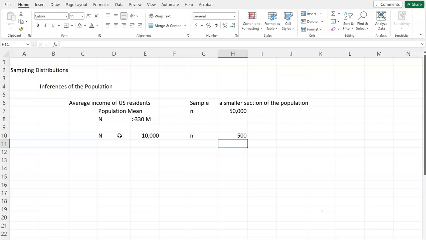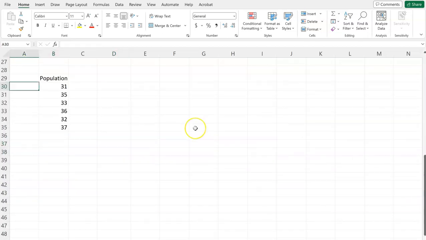So this is what we will do today. We are going to look at a very simple, very small example, to see how these samples can help us get information about the mean for a large population. So let's use this as an example.